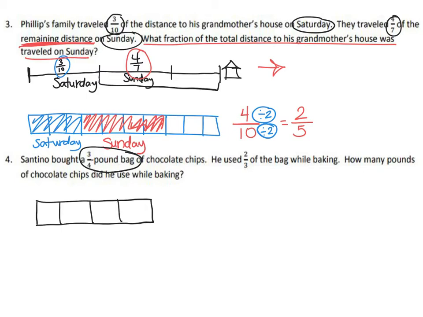And how many parts are we shading? 3, because 3 is the numerator. That's how much he had. So I'm going to put started with. Okay, then he used 2/3 of the bag while baking. Okay, so he has 3/4 here. He used 2/3. So of this part right here, he used 2/3. Well, good thing it's already in 3 parts. So he used this one and this one.